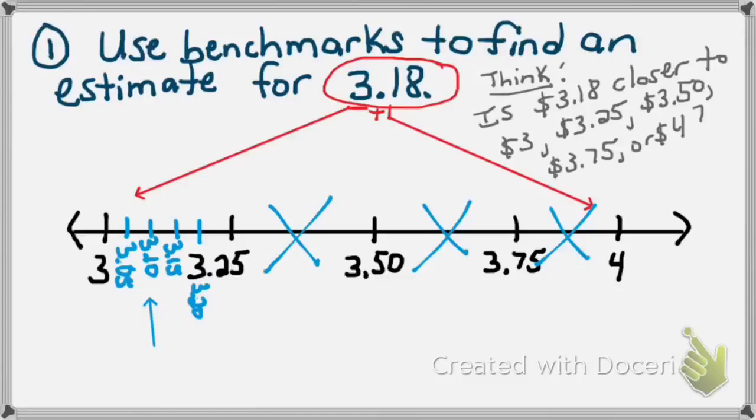So it has to fall somewhere here, and I'm going to take another colored pen and make a nice big line. $3.18 is somewhere between 3.15 and 3.20. And now if I look at that red line, I can visually see what it's closer to. Is $3.18 closer to $3 or $3.25? Well, yes, we can visually see that it's closer to $3.25.